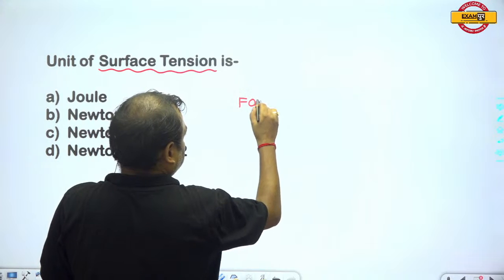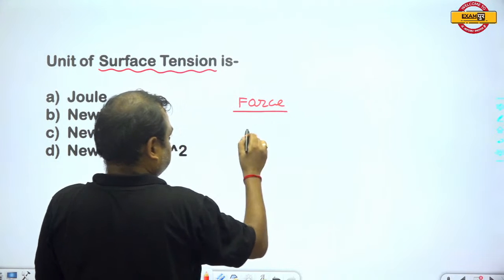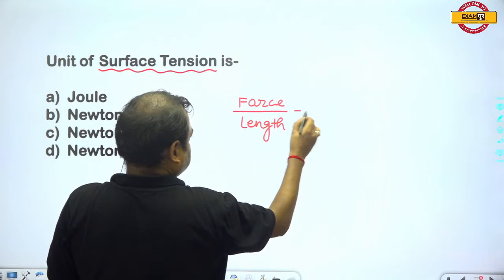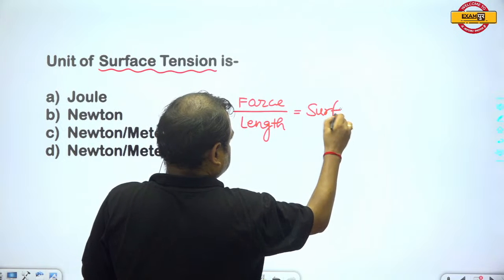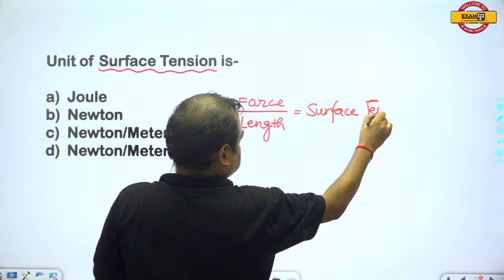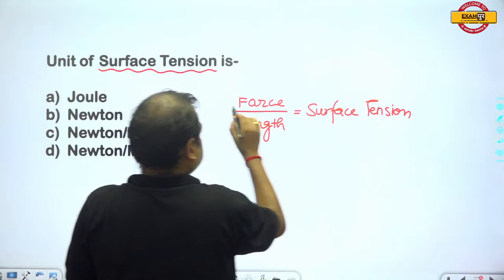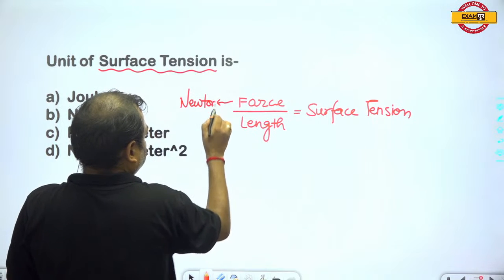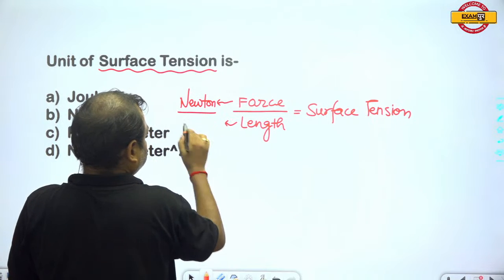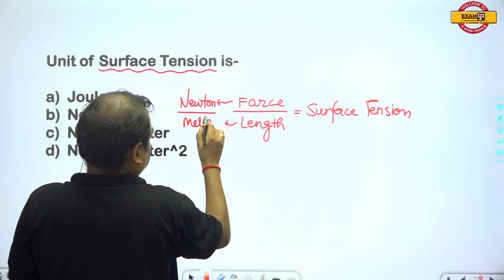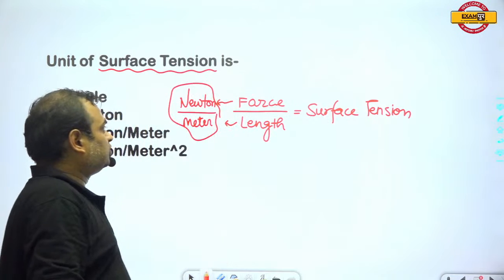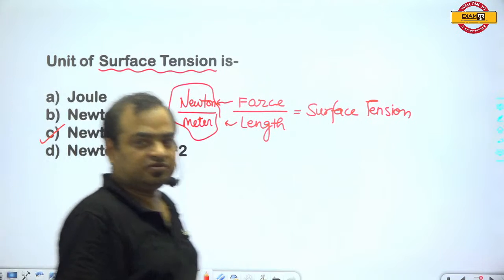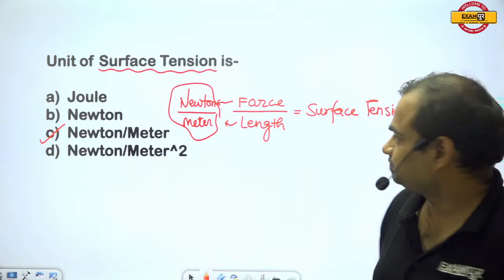Surface tension can be defined as the force upon length on any liquid surface. This is known as surface tension. The unit of surface tension will be equal to force, which means Newton, upon length, which means meter. So Newton per meter, and C will be the correct answer.